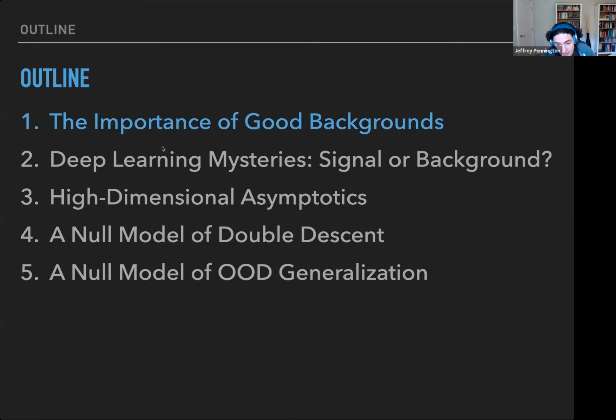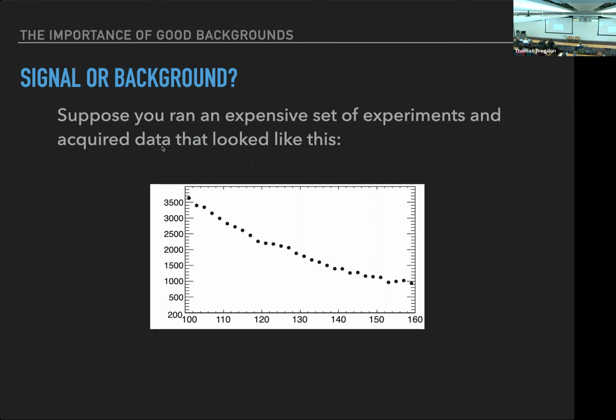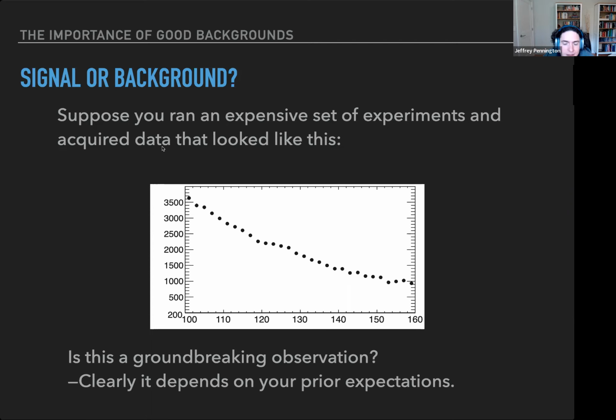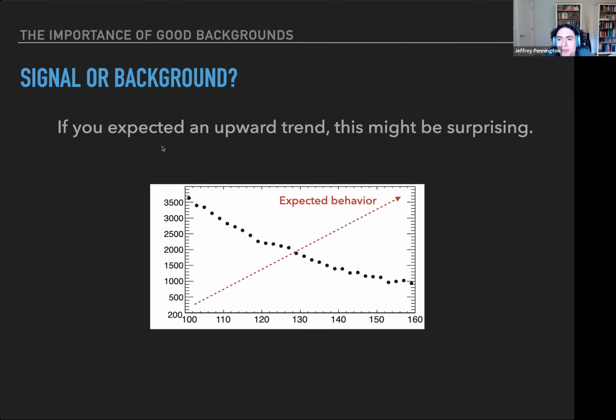And so to begin, please indulge me with this short exercise. Suppose you ran a set of expensive experiments and you acquired some data that looked like this. Have you made a groundbreaking observation? Clearly the answer to that is going to depend on your prior expectations. If you expected some kind of upward trend, the data surely would be quite surprising.